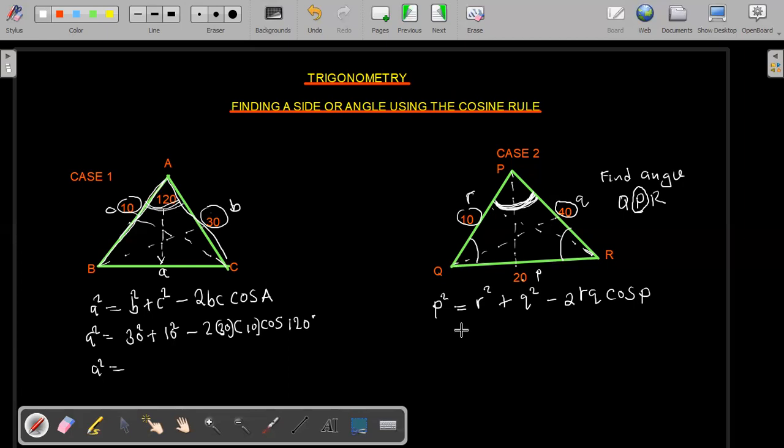So now, in this case, what are you looking for? You are looking for the angle. So what do you do? You make cos P the subject of the formula. So how do you do that? You are going to take this one to the other side. Then this whole thing here should come this side.